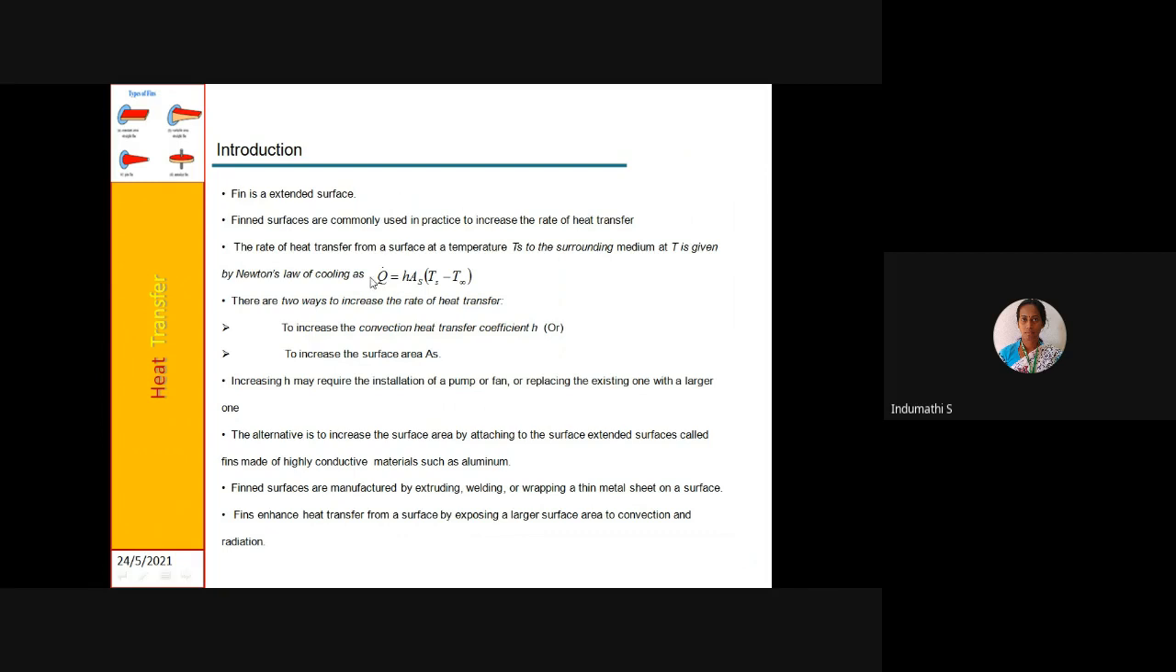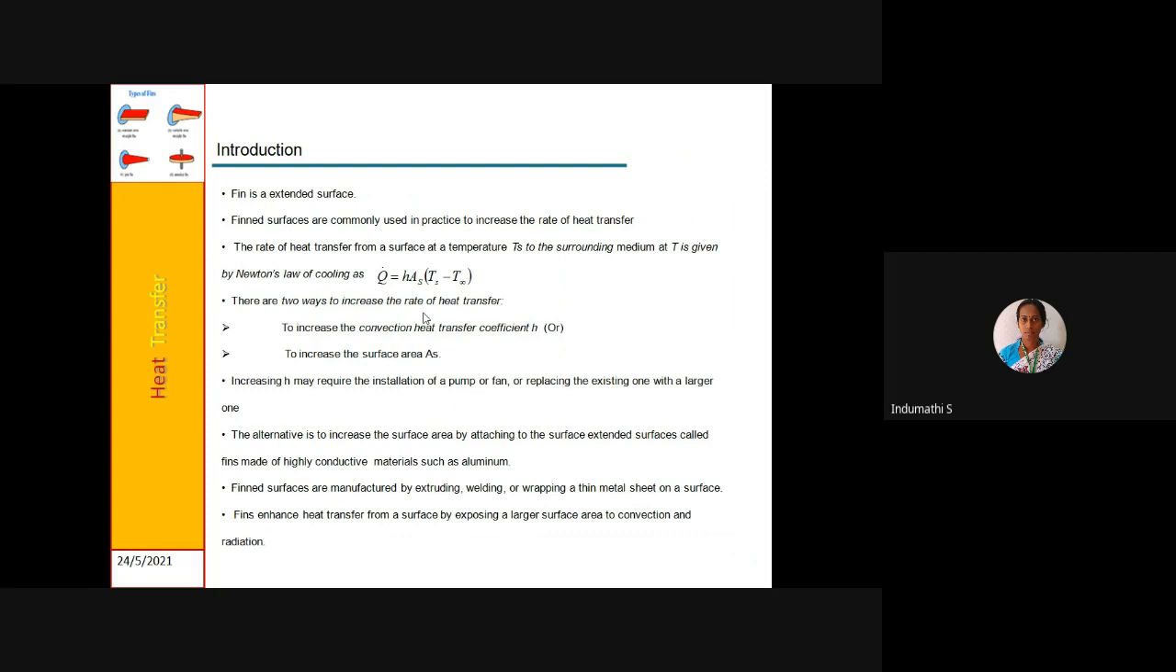So here, finned surfaces are more commonly used in practice to increase the rate of heat transfer. As we know, the rate of heat transfer from a surface at a temperature Ts to the surrounding medium at T infinity is given by Newton's law of cooling. Q is equal to h As (Ts minus T infinity). See, there are two ways to increase the rate of heat transfer: to increase the convective heat transfer coefficient h, or to increase the surface area.